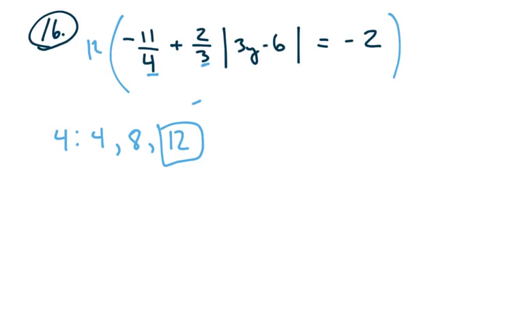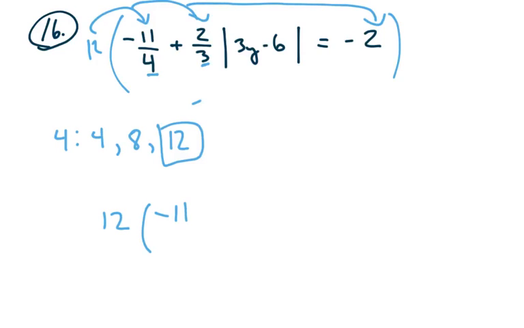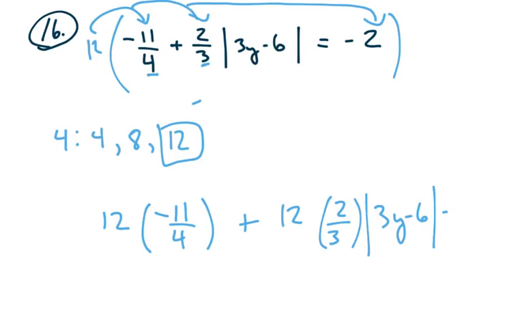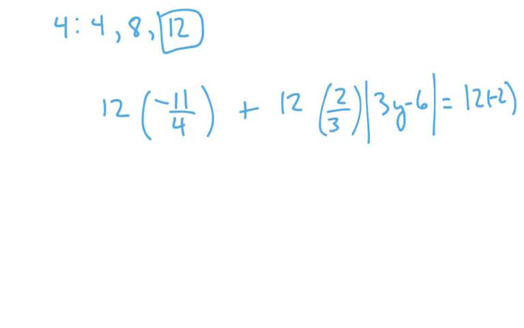So I'd multiply every term by 12. This is going to leave me with 12 times negative 11 over 4 plus 12 times 2 over 3, times the absolute value of 3y minus 6 equals 12 times negative 2. Everything gets multiplied by 12, and the reason, again, is because these will divide out and give me 3, and these will divide out and give me 4.